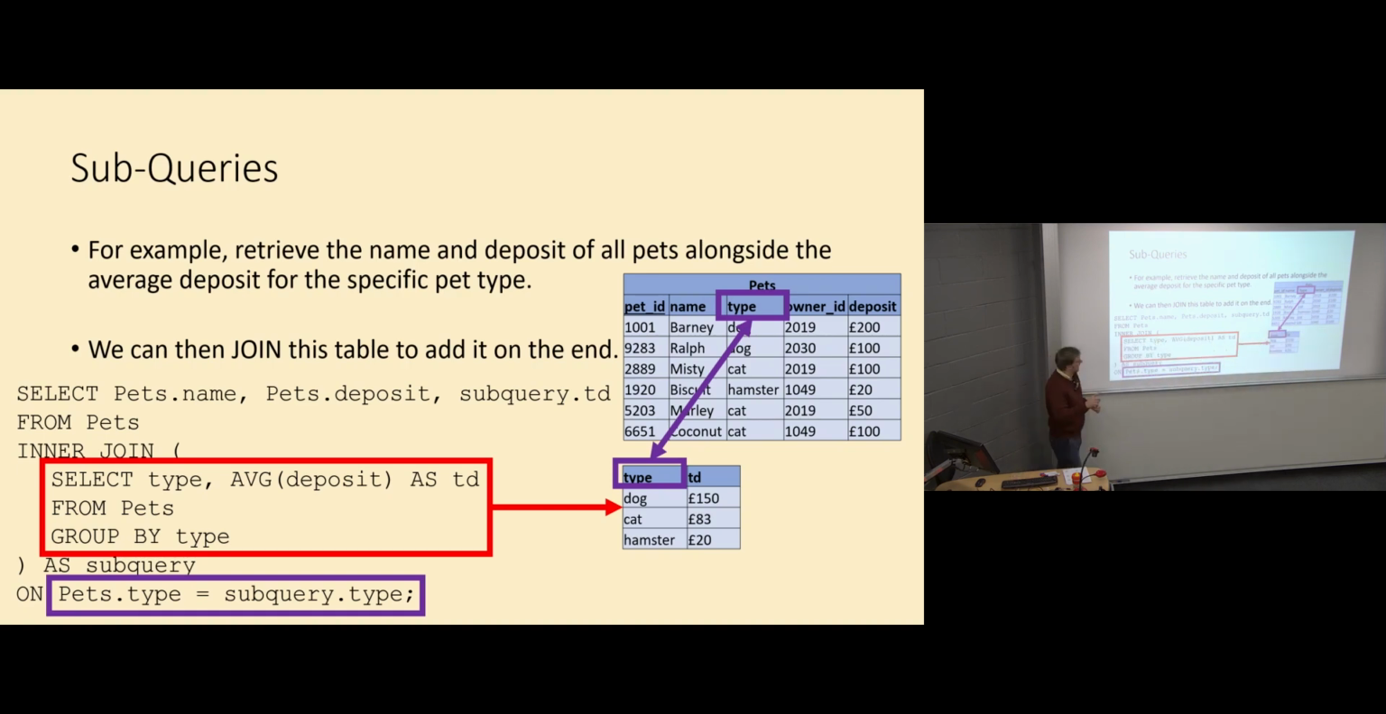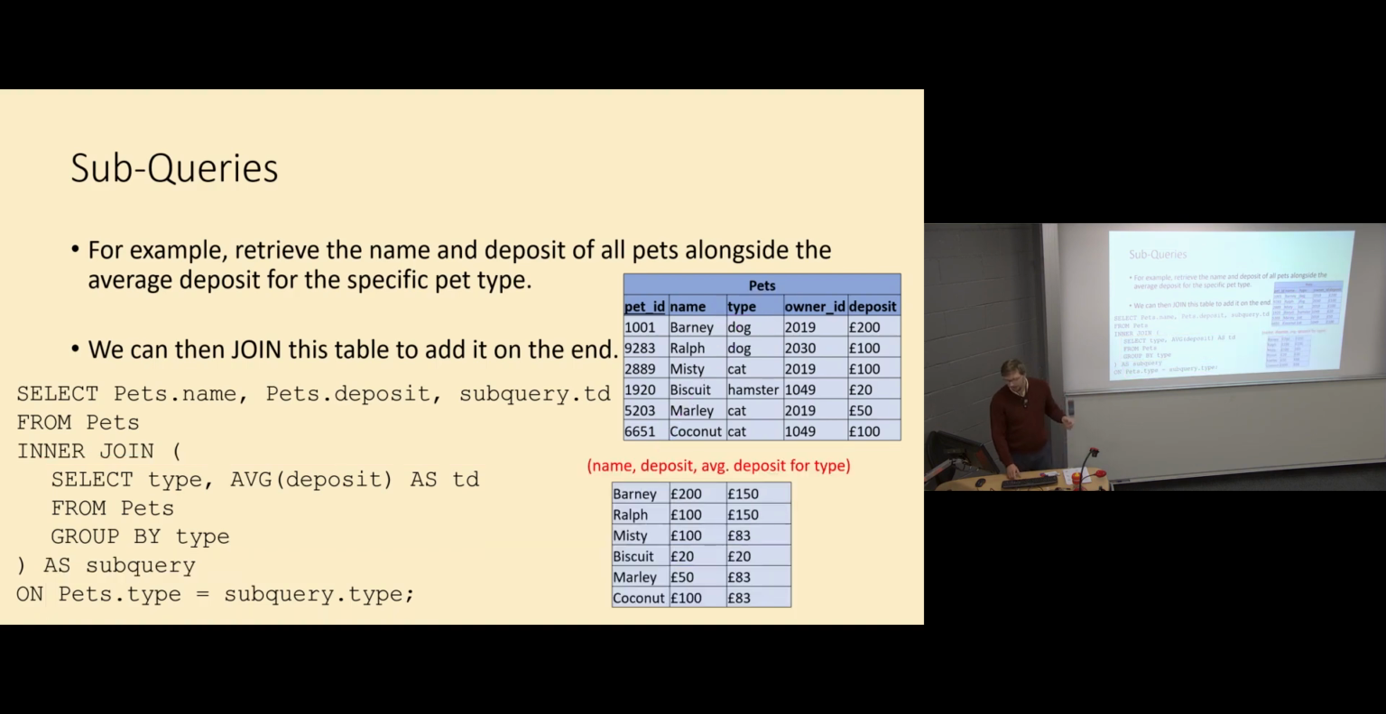And then we've got this subquery.td here, which refers to what I've called this column here. Does that "as TD" make sense? Is anyone confused by the "as TD"? No, good. Okay, so we've inner joined a subquery onto a main table, and that's really as complex as these things get, is joining tables based on subqueries.